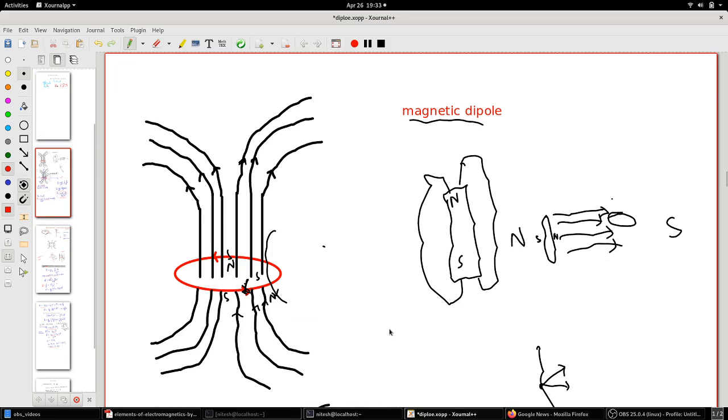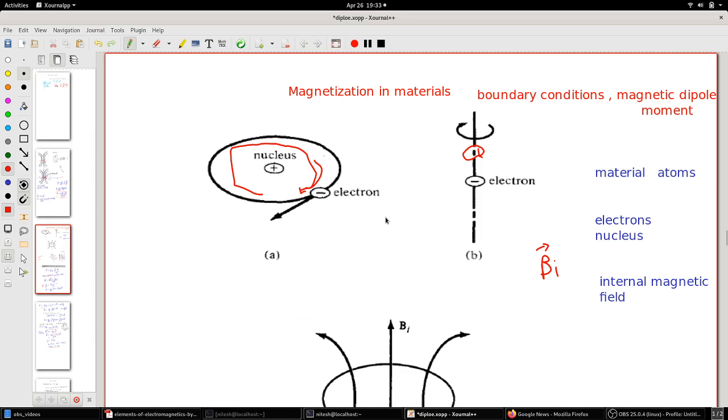Let's discuss a topic called magnetization in materials. We have covered magnetic boundary conditions, and we have covered magnetic dipole moments. We have defined it: what is a magnetic dipole moment? So let's come to materials now.